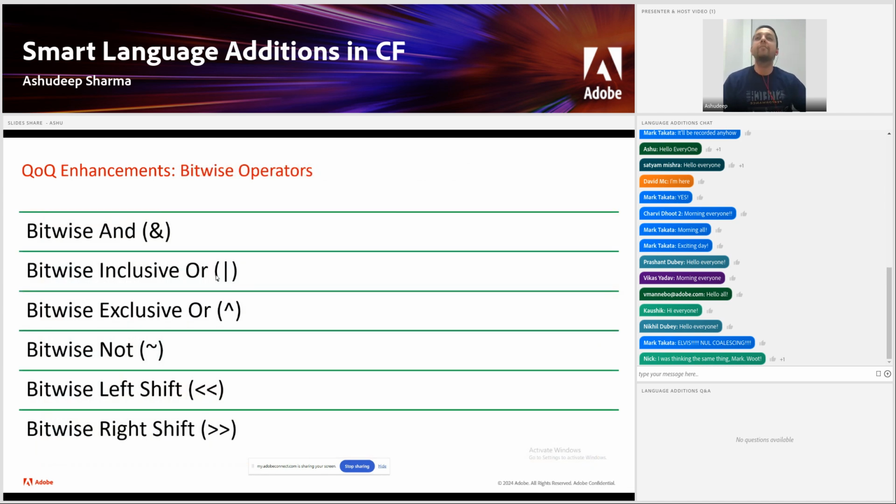Apart from the modulus operator, there have been some additions of bitwise operators. We tried to find out what is lacking in our query of query basic operations, and we felt that some bitwise operators had not been implemented. So we implemented bitwise and, inclusive or, exclusive or, and bitwise not, as well as bitwise left shift and right shift, since we found that recent MySQL databases support them. So you can do these operations on different columns of a query.